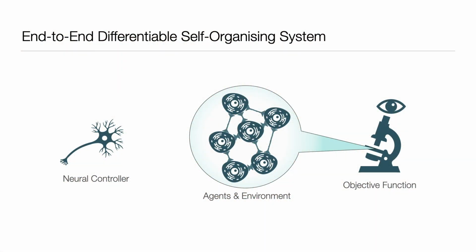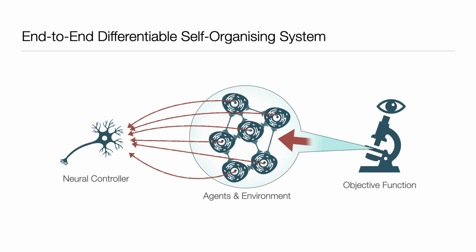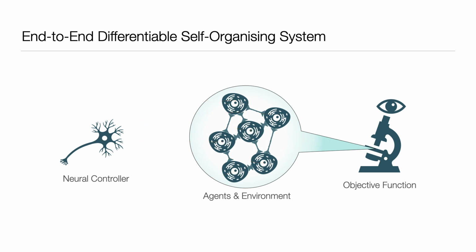Generally speaking, a differentiable self-organizing system consists of a neural controller that is shared by a population of agents interacting in a simulated environment during a limited time span. The whole system is evaluated against an objective function that measures the similarity between current system behavior and the desired. End-to-end differentiability allows propagation of the gradient towards the neural controller, steering the system behavior towards the target specification.